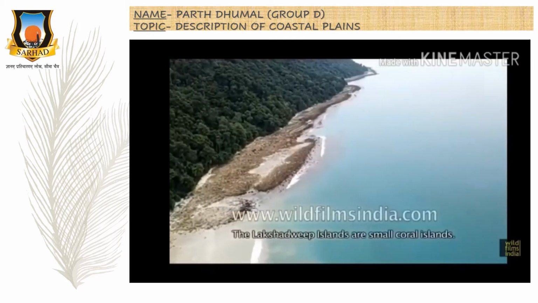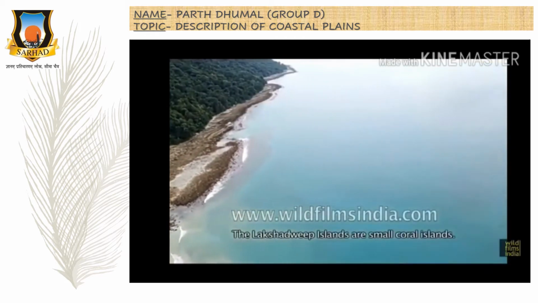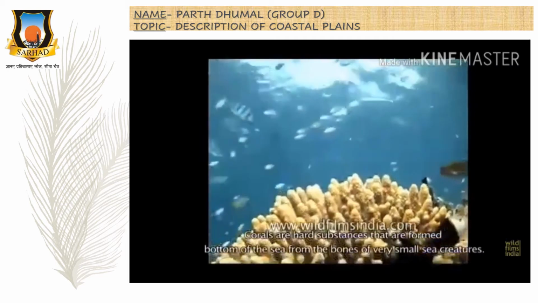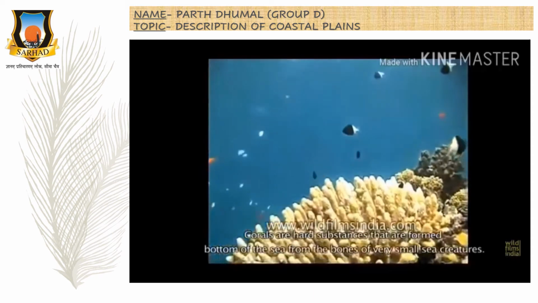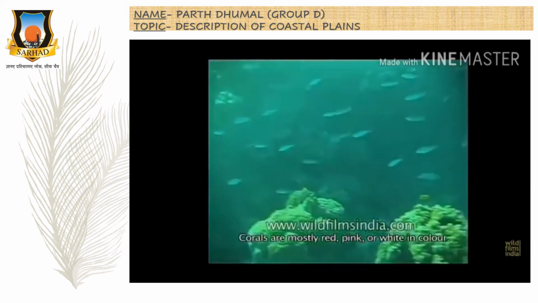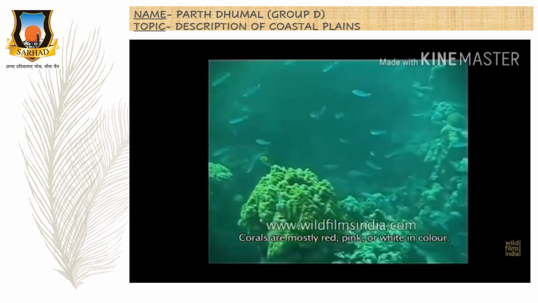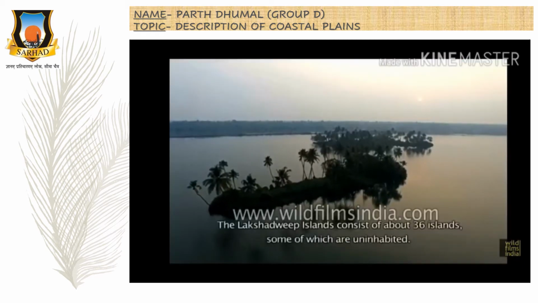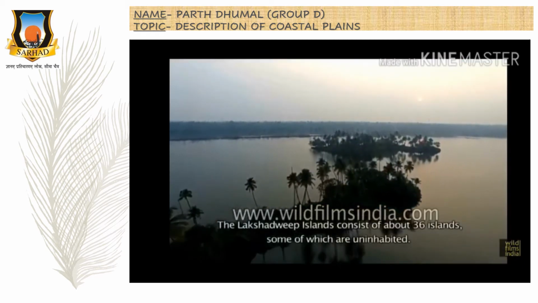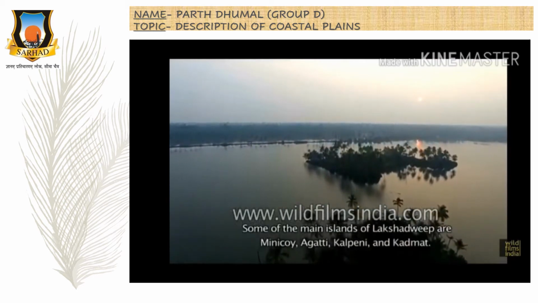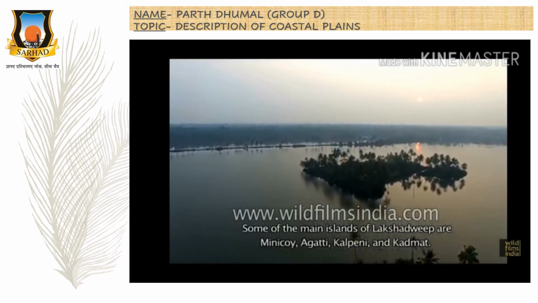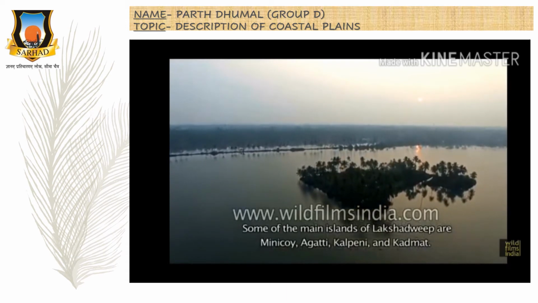The Lakshadweep Islands are small coral islands. Corals are hard substances that are formed on the bottom of the sea from the bones of very small sea creatures. Corals are mostly red, pink or white in color. The Lakshadweep Islands consist of about 36 islands, some of which are uninhabited. Some of the main islands of Lakshadweep are Minikoi, Agatti, Kalpeni and Kadmat.